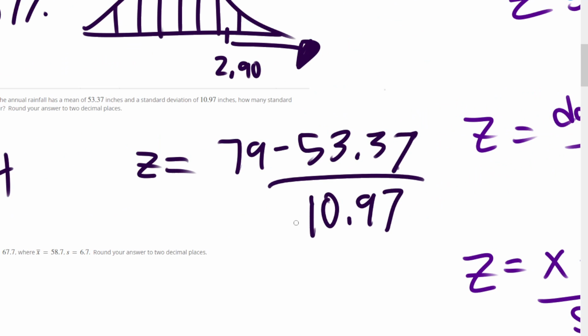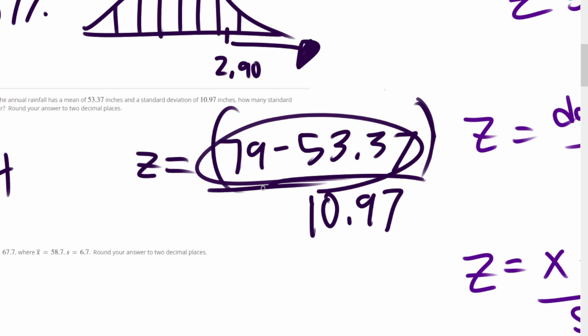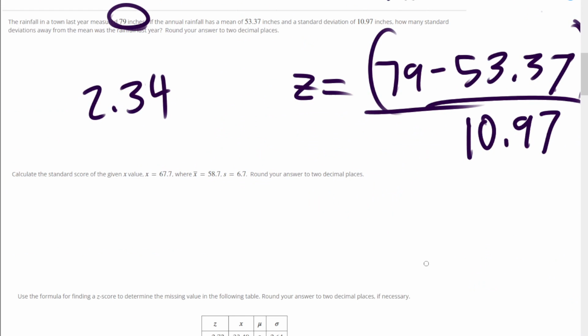I do want to note, when you plug this into your calculator, you want to treat this as though there are parentheses around this. You want to do this first, and then you'll divide that answer by 10.97.